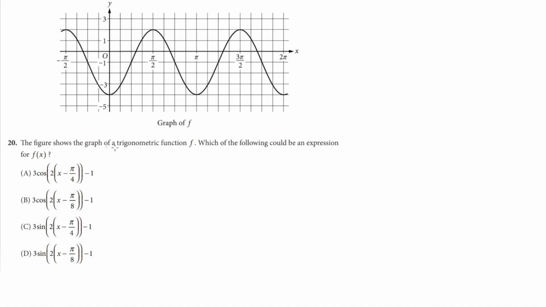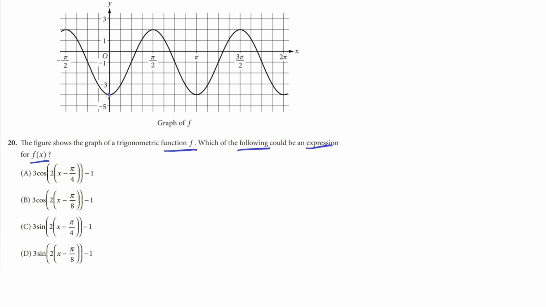The figure shows the graph of a trigonometric function f. Which of the following could be an expression for f of x? So we have this graph, a sinusoidal function, and we need to find out which one of these matches this graph. We can do that by just plugging in some points.